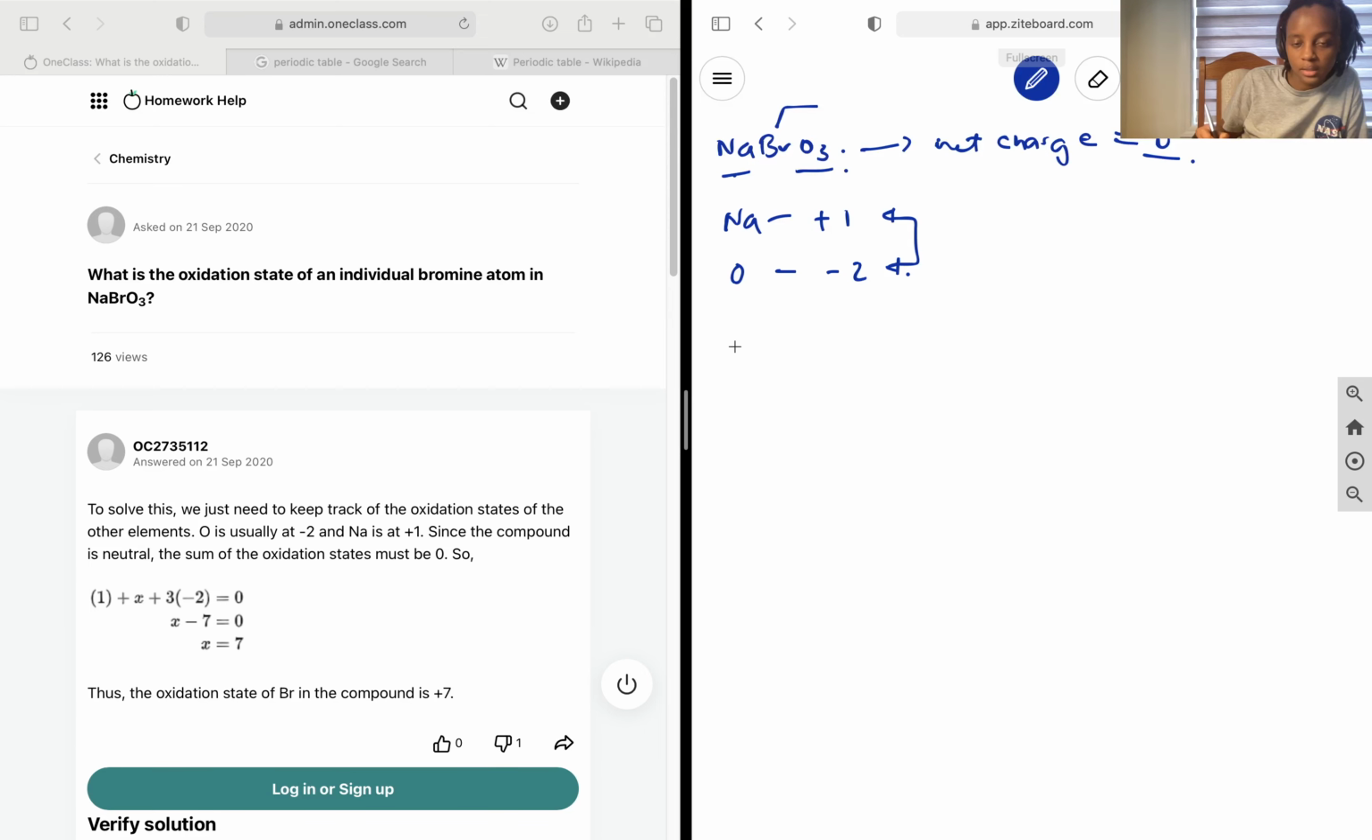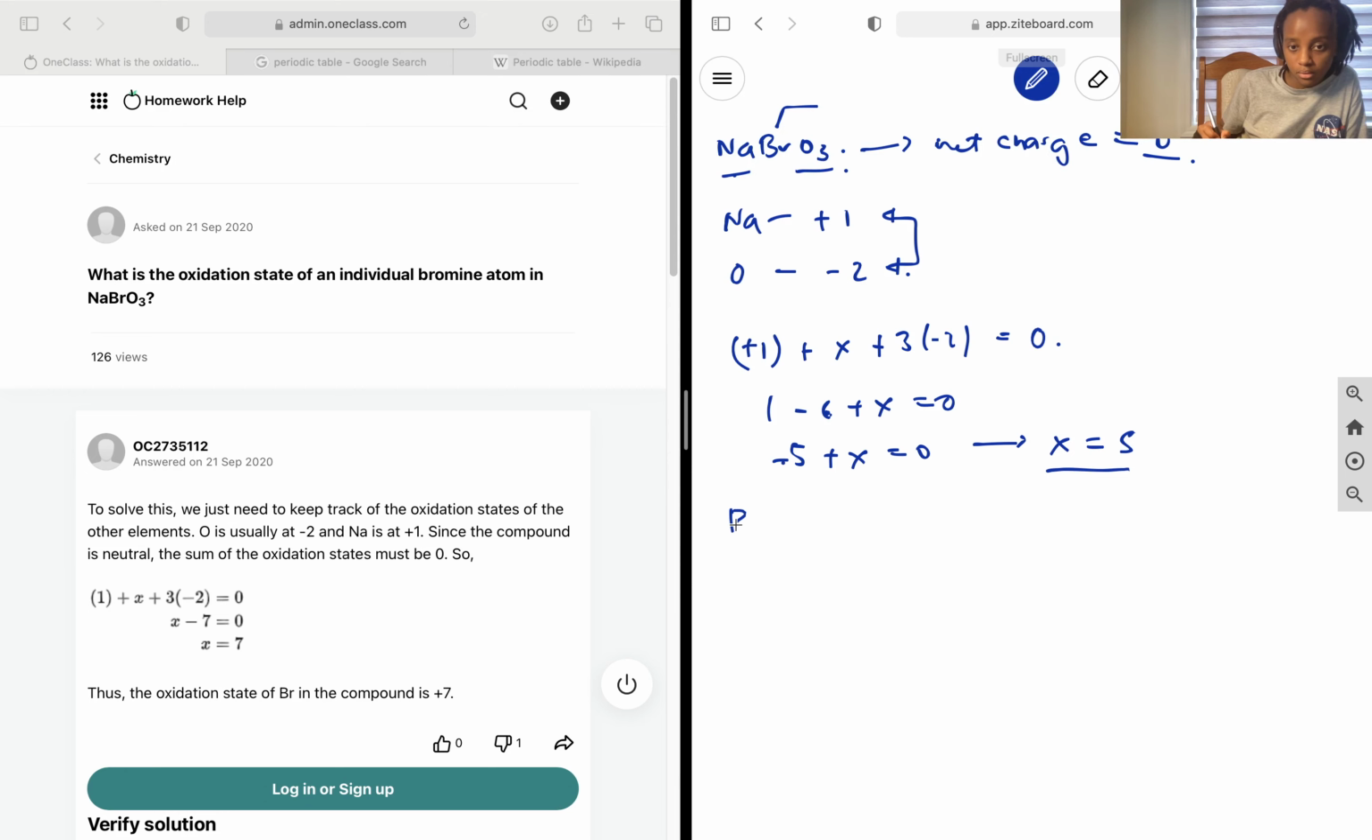And so you just write down an algebraic equation. So +1 plus x plus 3 times -2 is equal to 0. So 1 minus 6 plus x is equal to 0. So -5 plus x is equal to 0. This means x is equal to 5. So bromine has an oxidation state of +5.